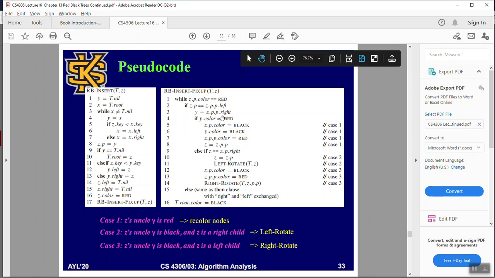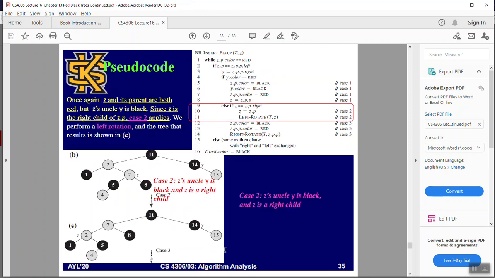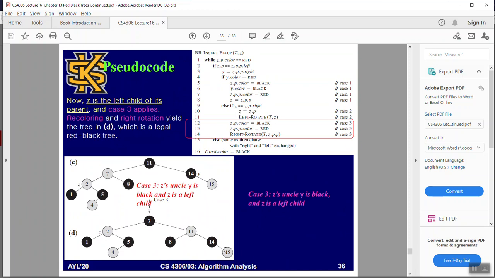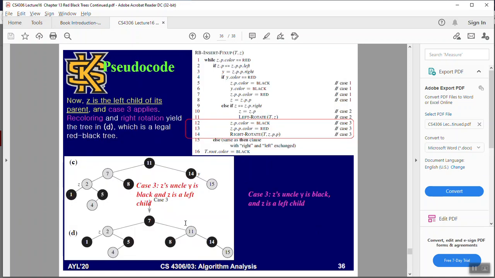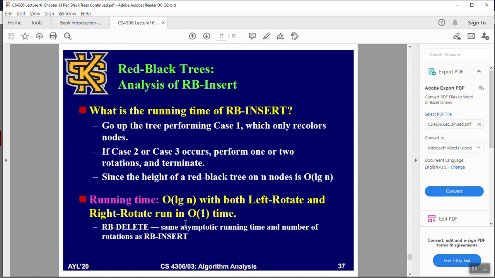You see that this is intuitive. Since this is a binary tree and we are coloring it, the running time would be log n time, both for the left rotation and for the right rotation, and each rotation is done in constant time.